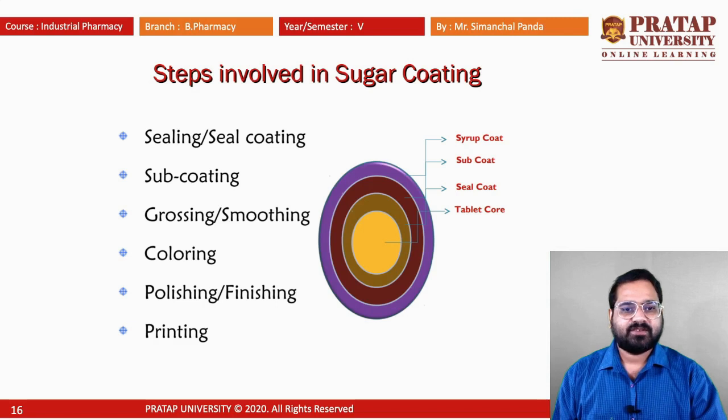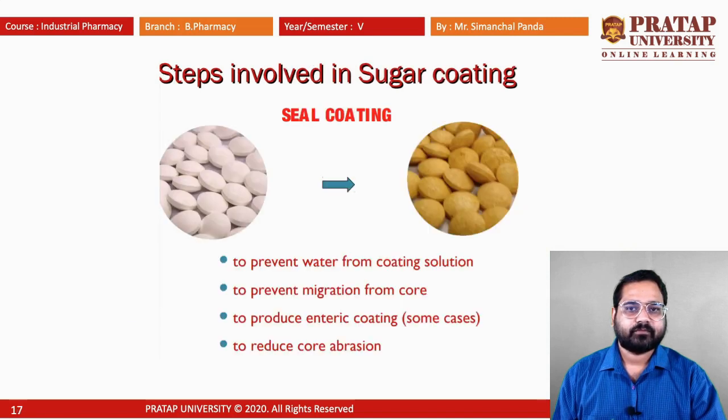get on the surface, along with the core material. So the subcoating is most important. Then we allow the syrup to be coated along with the different coloring agents.